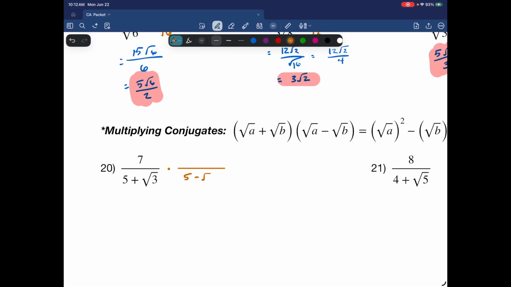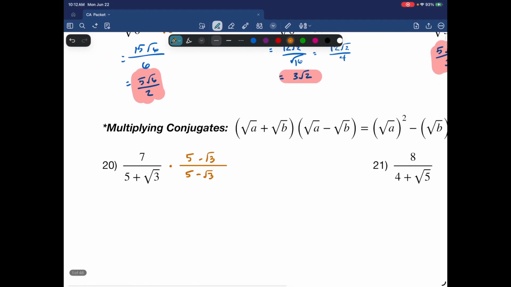5 minus square root of 3, 5 minus square root of 3. And as you can see, I square the first term, I square the last term, and subtract. So this is going to be 7 times 5 minus square root of 3 on top over 25 minus 3 on the bottom. So that's going to be 22. 7 times 5 is 35 minus 7 square root of 3 over 22.